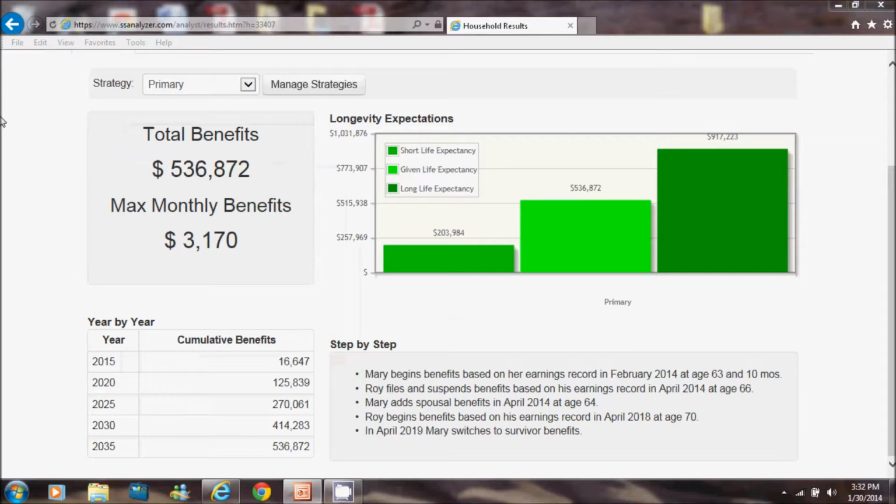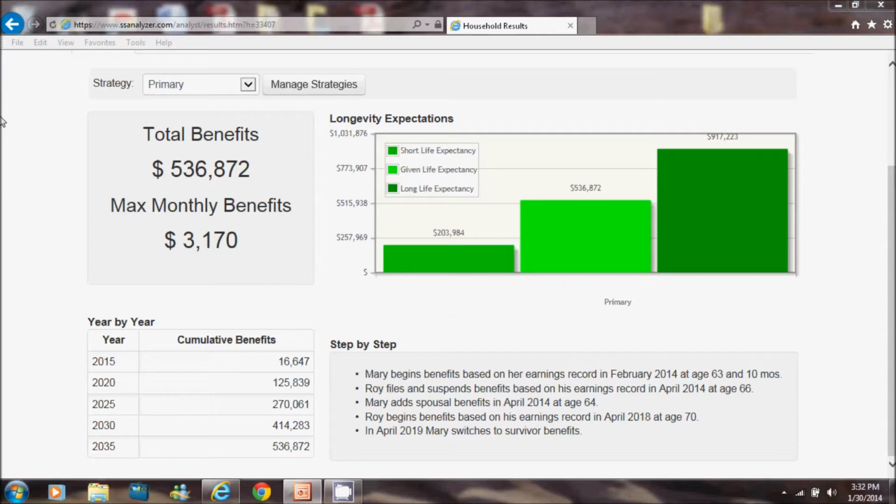Okay, what's the recommended strategy? Mary begins benefits based on her earnings record at age 63 and 10 months. Roy files and suspends benefits at age 66. Mary adds spousal benefits at age 64, and Roy begins benefits based on his earnings when he reaches 70, and then of course Mary switches to the survivor benefit when he passes away.